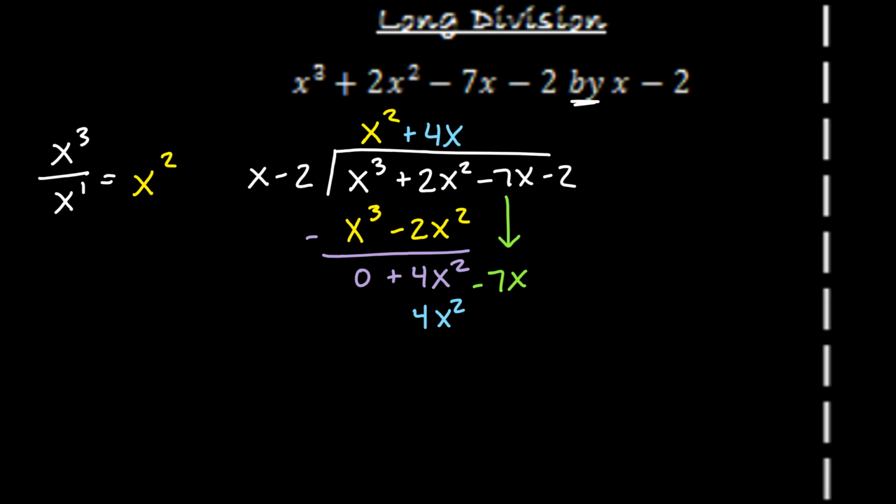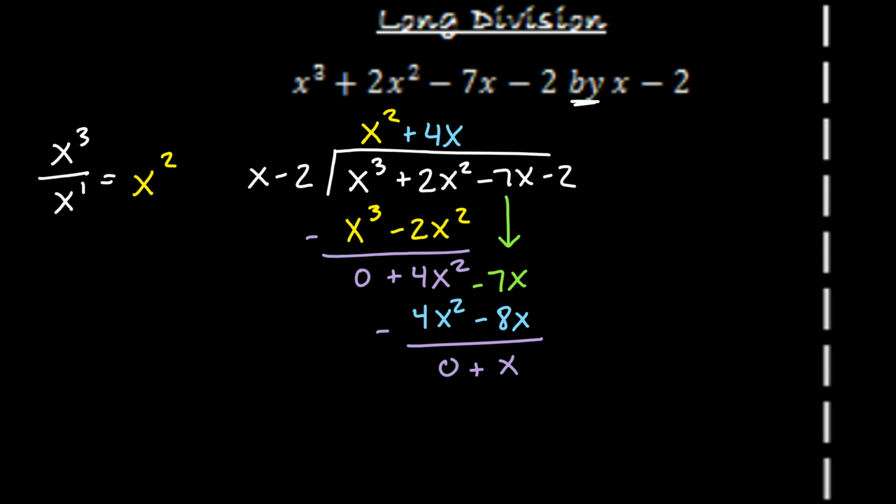What's 4x times negative 2? Negative 8x. And then we subtract again. 4 minus 4 is 0, and negative 7 minus negative 8. Positive 1x. Here, in these types of problems, it is very important that you're keeping your negatives straight. You have to remember it's negative 7 minus negative 8. The negative and the negative make this a positive 8. So it's actually negative 7 plus 8, which is 1.